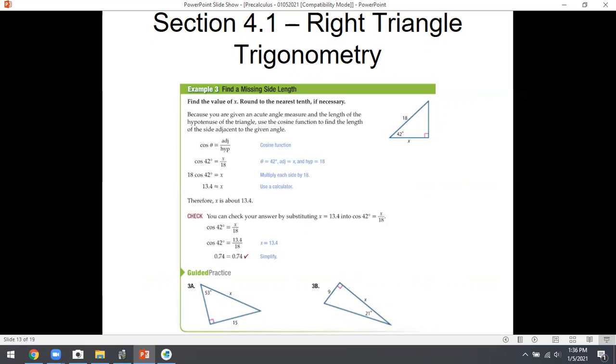This one has no triangle given, but it says find the value of x. How would you go about doing this? Let's write this one down. Write down your little triangle there. X is on the bottom. It's a 42-degree angle given, and you also have a hypotenuse of 18.